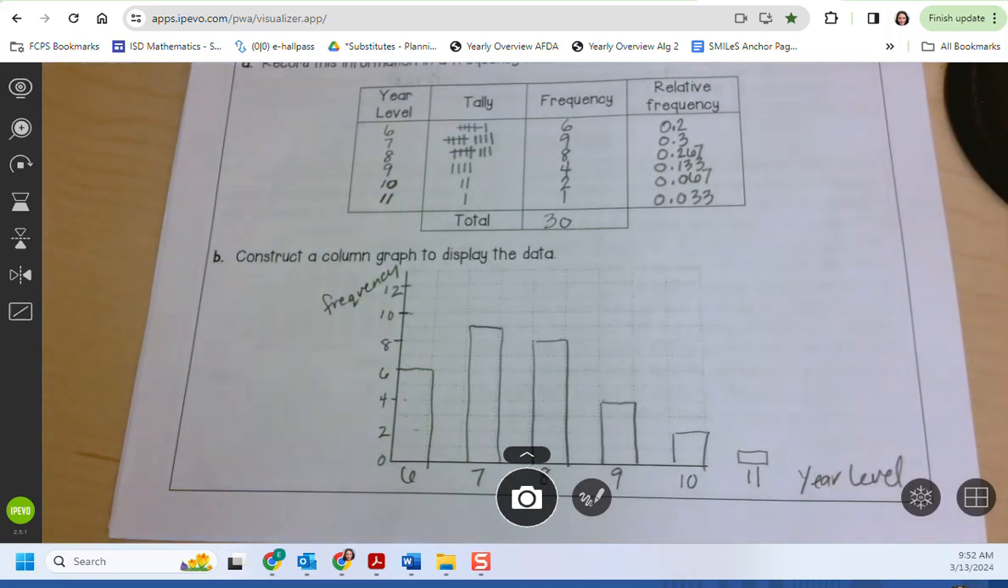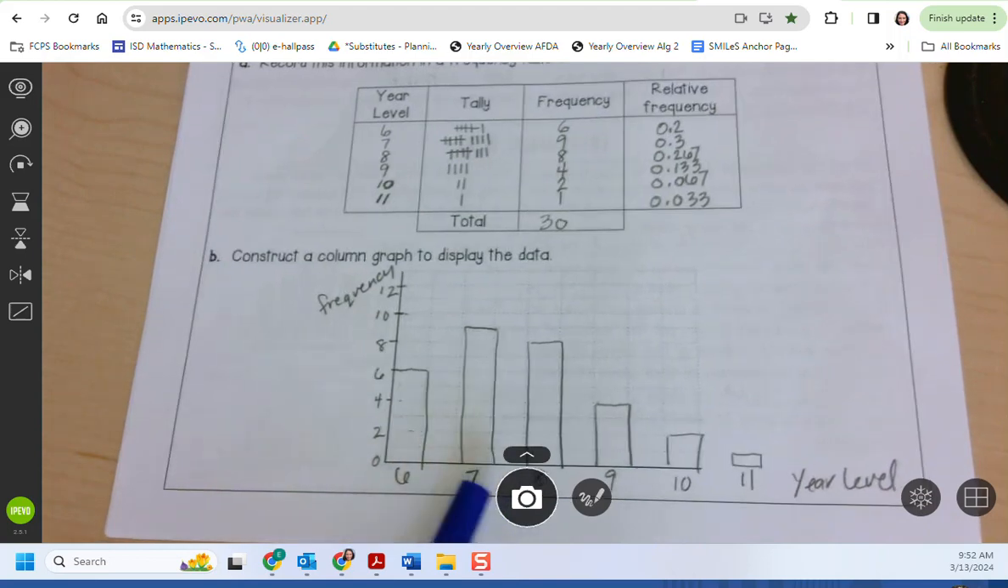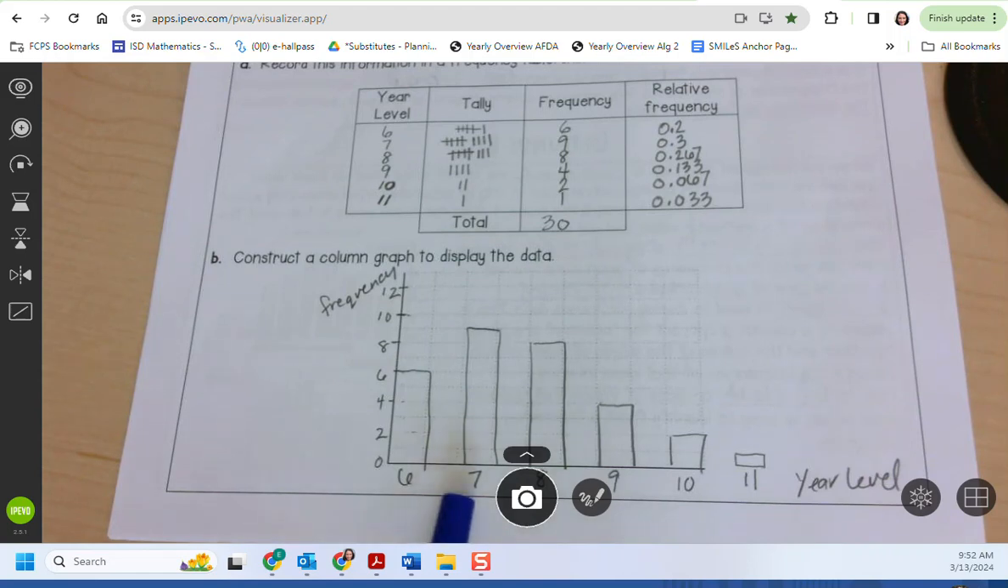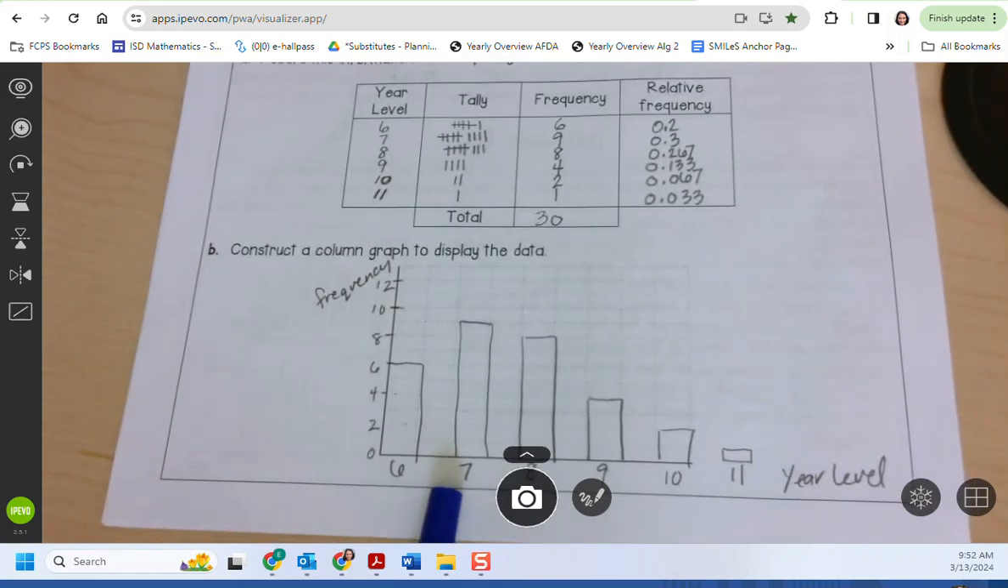Here's where we actually, in that next section, talk about histograms. Okay, so in C it says, what is the modal year level of the children? So you can tell the mode because it's the tallest part of the graph, right? So the grade level with the most students is what grade? 7. Yeah, you can see that one here.